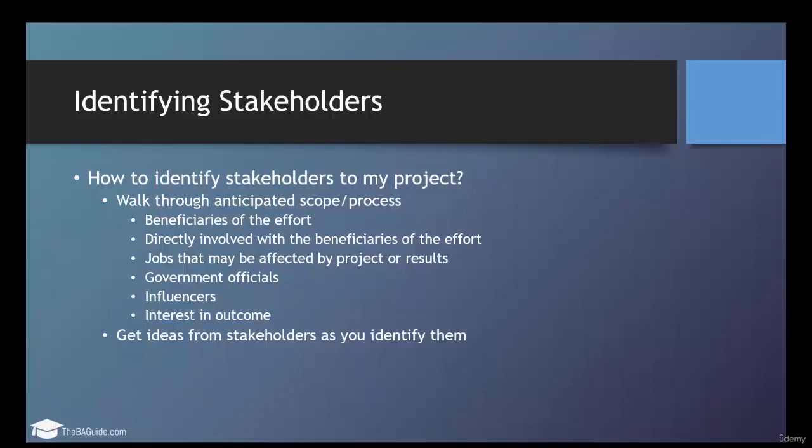The fourth one, government officials. That kind of goes with the organizations, and you have to walk through and understand, okay, what are the different government agencies and officials that are going to be involved based on those organizations we've identified.